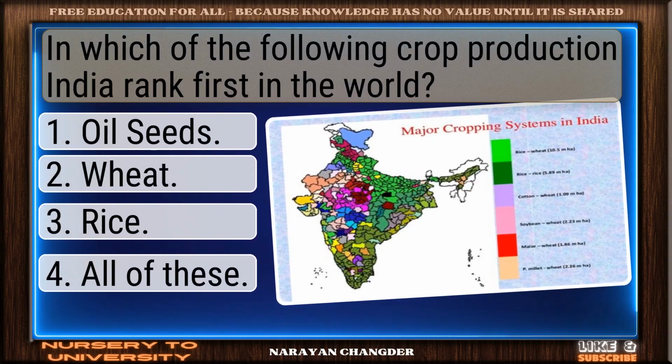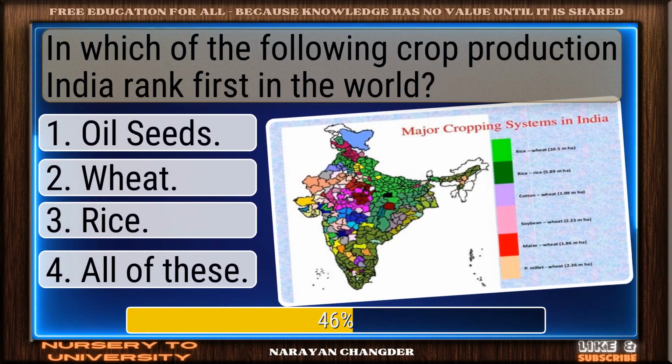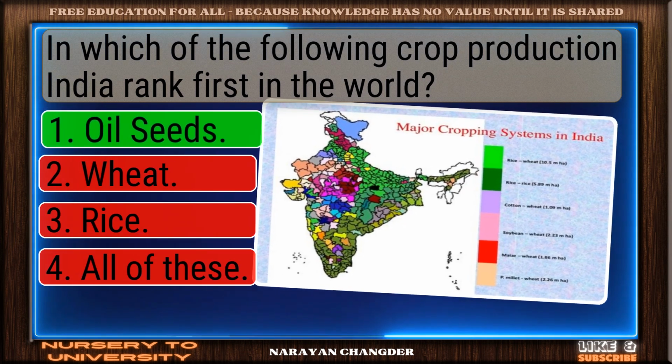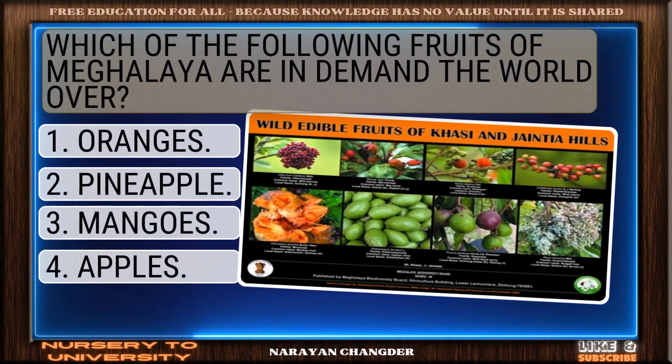In which of the following crop production India rank first in the world? You chose oil seeds. Correct. Which of the following fruits of Meghalaya are in demand the world over?